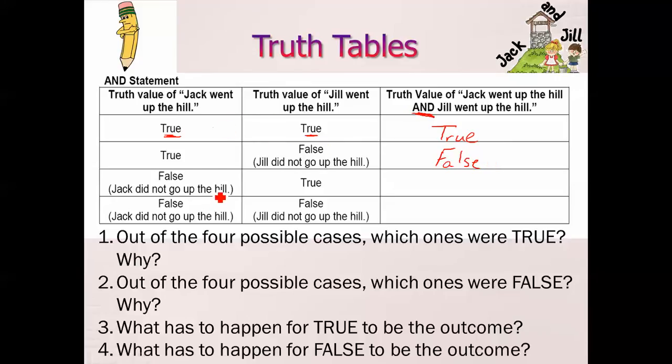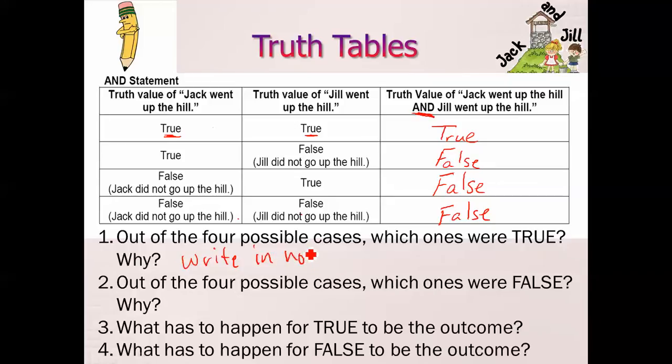Jack went up the hill is false, Jill went up the hill is true. That makes the AND statement, Jack went up the hill and Jill went up the hill, false. So if Jack does not go up the hill and Jill does not go up the hill, then the statement Jack went up the hill and Jill went up the hill is false. So out of the 4 possible cases, which ones were true? Answer that in your notes.